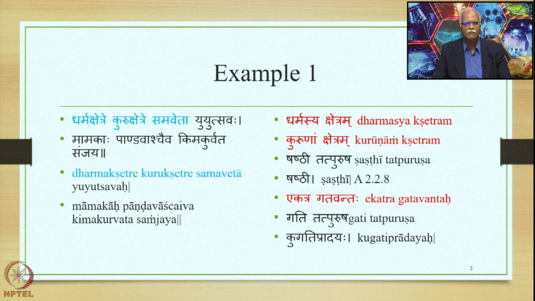Now, immediately we note that Dharma Kshetre is a samasa, Kurukshetre is also a samasa, and Samaveta is also another samasa. Dharma Kshetre is dissolved as Dharmasya Kshetram, Kurukshetra is dissolved as Kurunam Kshetram. Both these samasas are Shashti Tatpurusha samasas, and the sutra prescribing this Shashti Tatpurusha samasa is Shashti 2.2.8. Samaveta means Ekatra Gatavantaha. This is a Gati Tatpurusha samasa stated by the sutra Kugati Pradayaha.